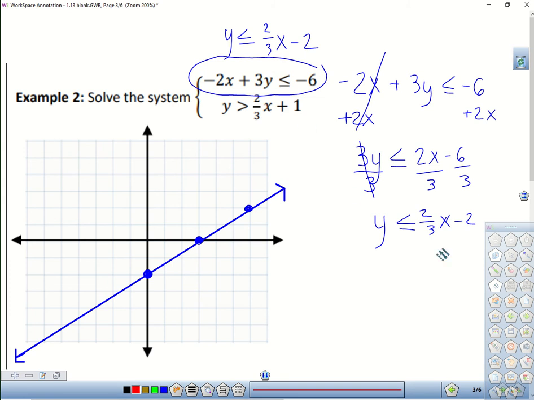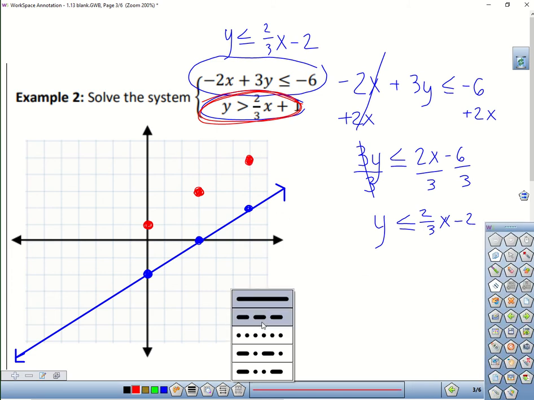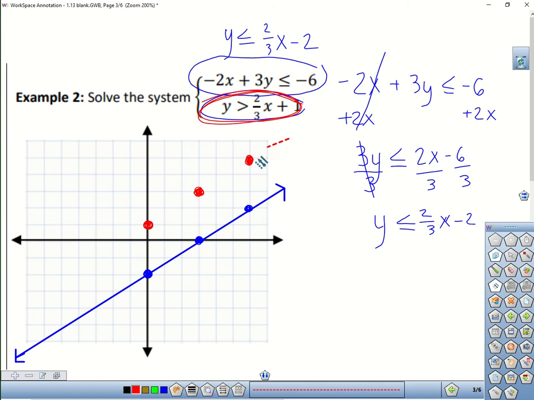So now we're going to do the same thing for this one here. I meant to do it in red. So my y-intercept is 1, and my slope is 2 over 3. So up 1, 2 over 1, 2, 3. So this line is going to be dashed, right? Everybody understand why the line is dashed this time?